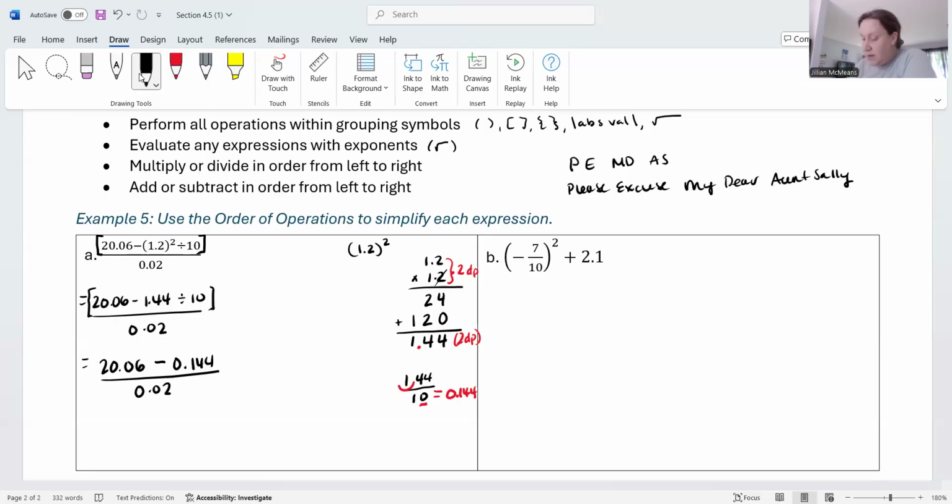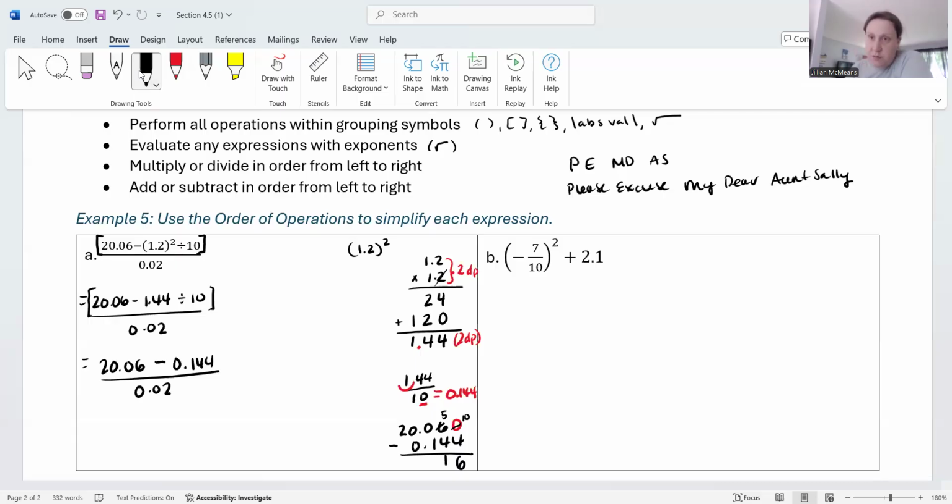Okay? So I need to do my subtraction. In the numerator, I have 20.06. I want to subtract 0.144. I have to add in my 0 filler there. Okay, so I can't take 4 from 0, but I can borrow. So 6 becomes a 5, 0 becomes a 10. 10 minus 4 is 6. 5 minus 4 is 1.